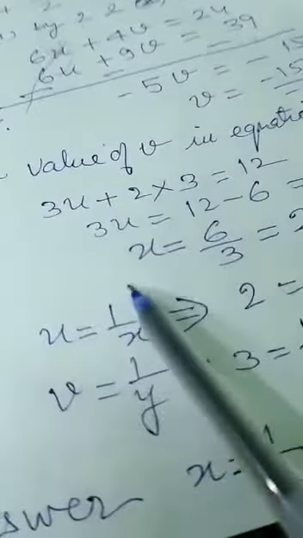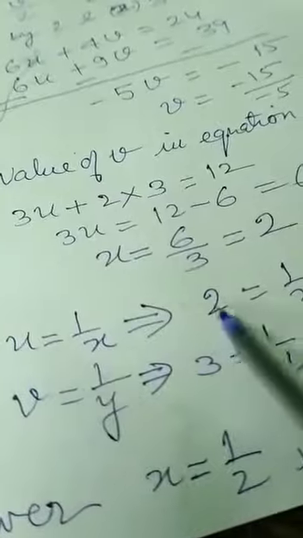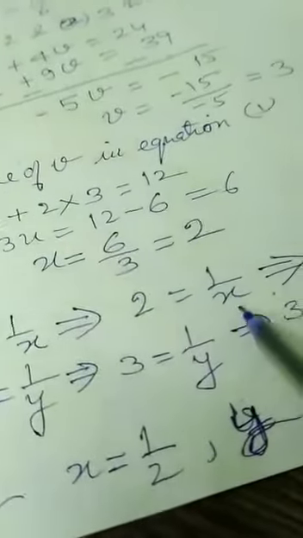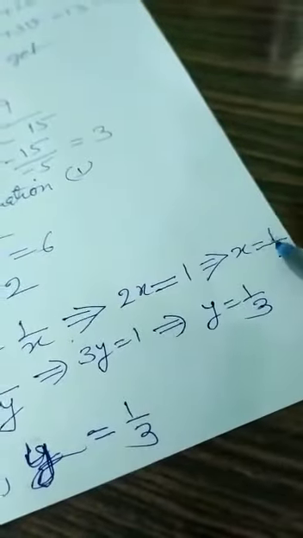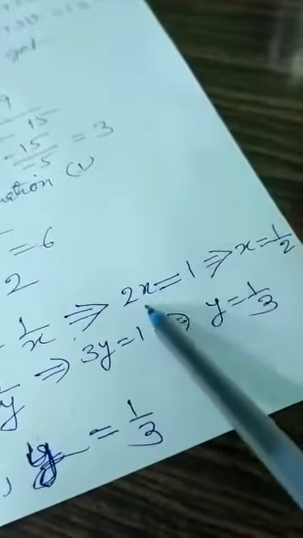Now we have taken u is equal to 1 by x. So put the value u is equal to 2, so 2 is equal to 1 by x. By cross multiplication, 2x is equal to 1. It means x is equal to 1 by 2.